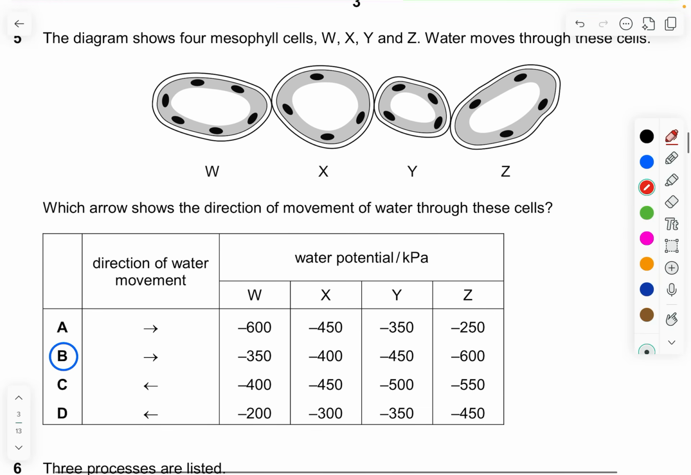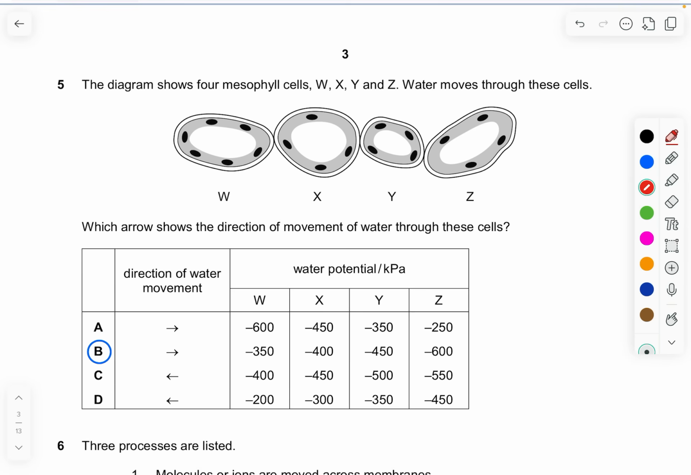Question 5. The diagram shows the 4 mesophyll cells W, X, Y, and Z. Water moves through these cells. Which arrow shows the direction of movement of water through these cells? What do you need to tell yourself first? Is this osmosis? Yes. Why? Because it says it's the direction of movement of water. So osmosis will be your key point here.